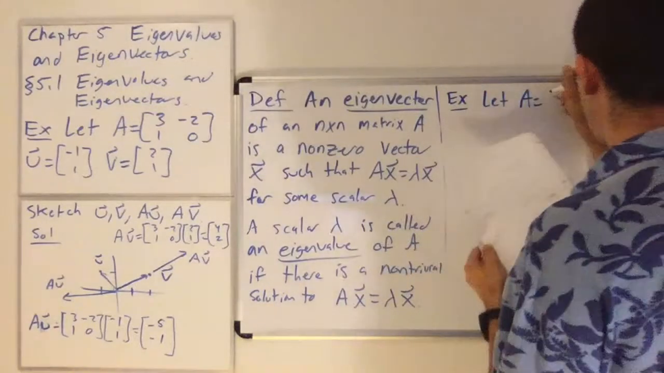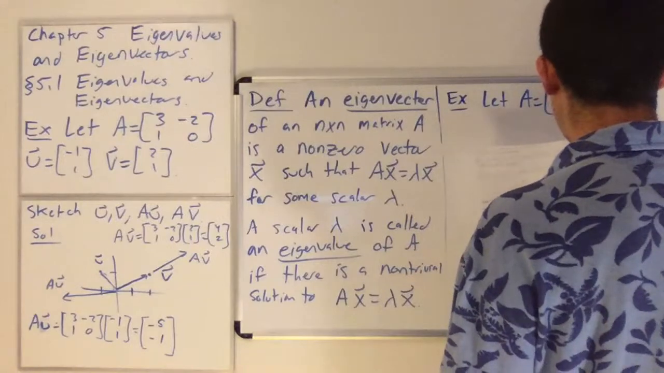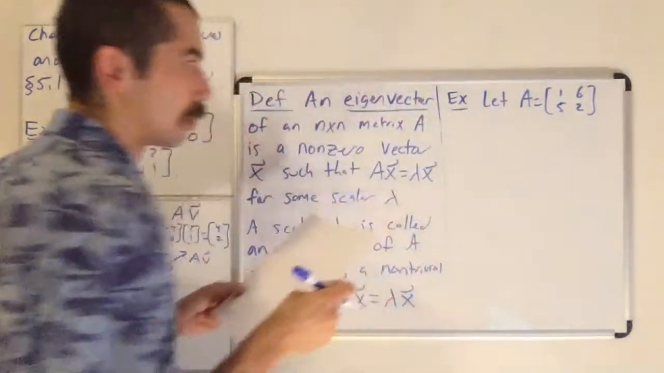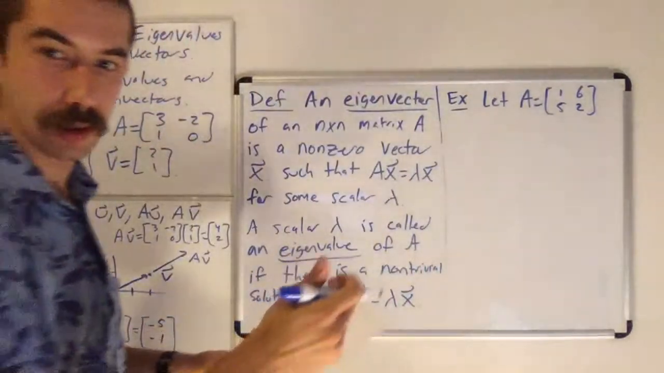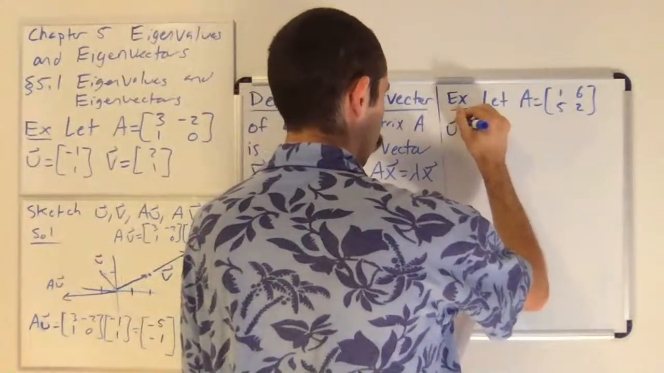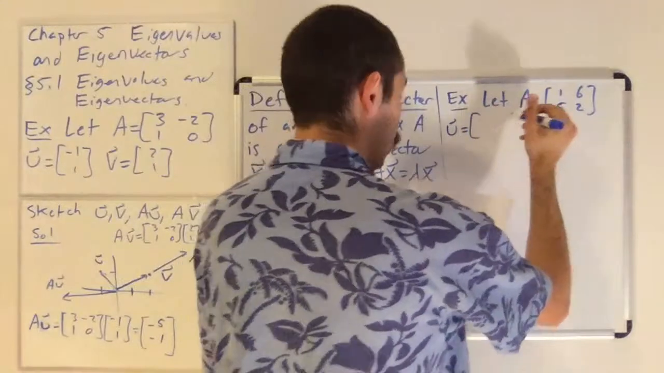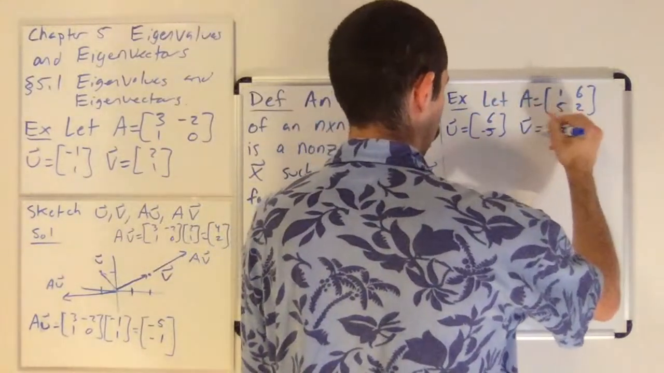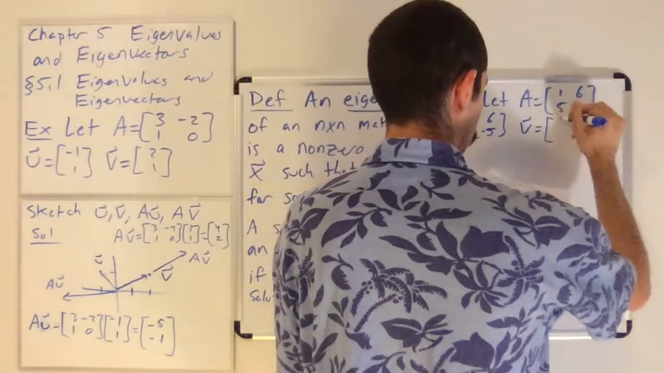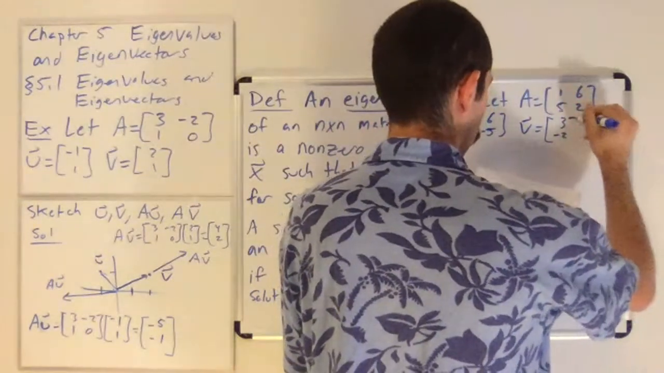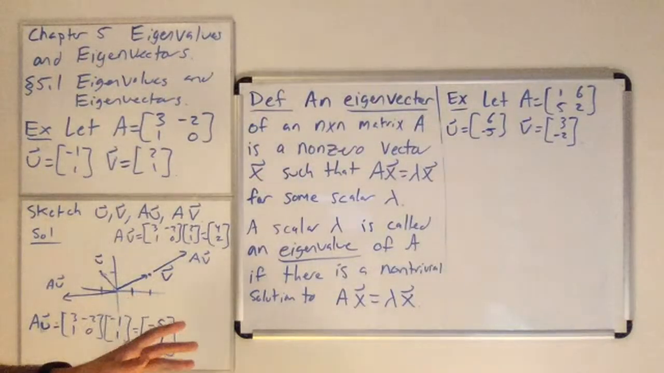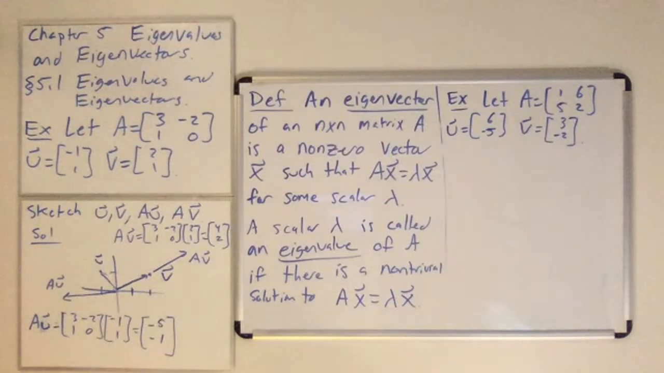So we'll let A be the matrix 1, 5, 6, 2. And we'll let U be the vector 6, negative 5. And V be the vector 3, negative 2. Okay, and the question is, check to see if either U or V are eigenvectors.